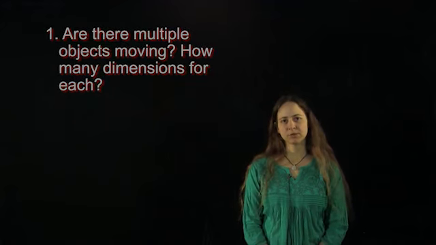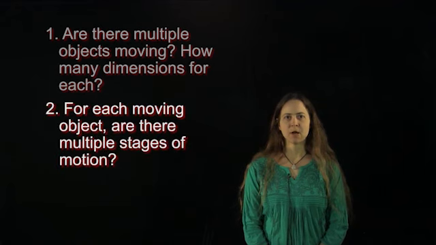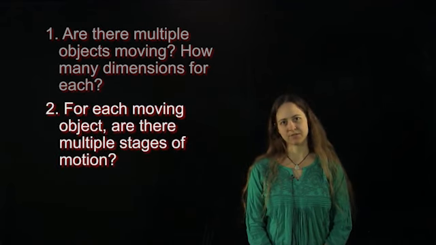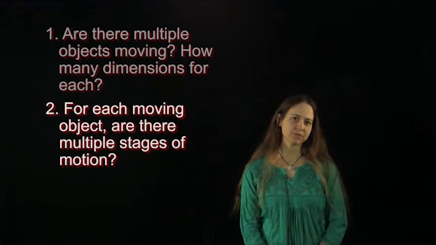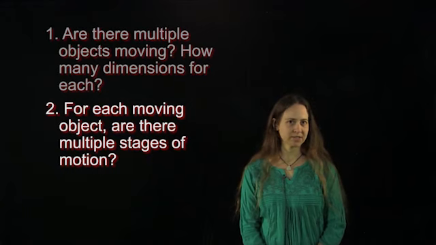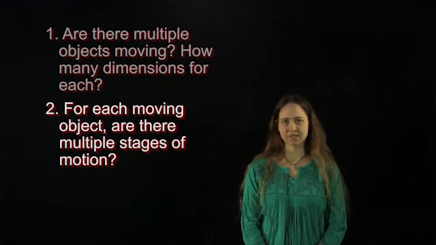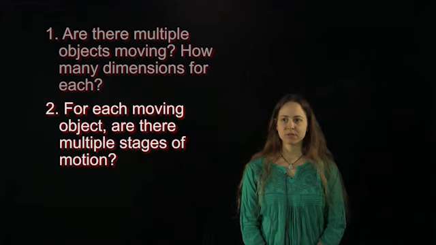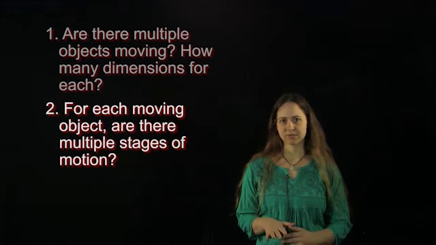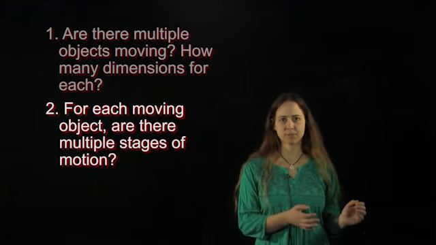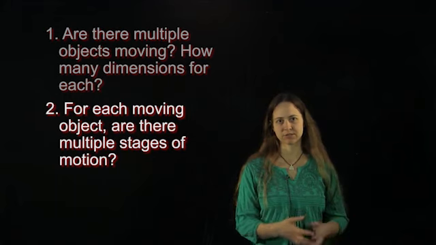The second question that we want to ask ourselves is how many stages of motion does each object have? So for example, if you're told that a bicycle is initially accelerating and then at a certain time it stops accelerating, then you know that that initial acceleration is going to have different equations of motion than the point in time where it now has an acceleration equal to 0.